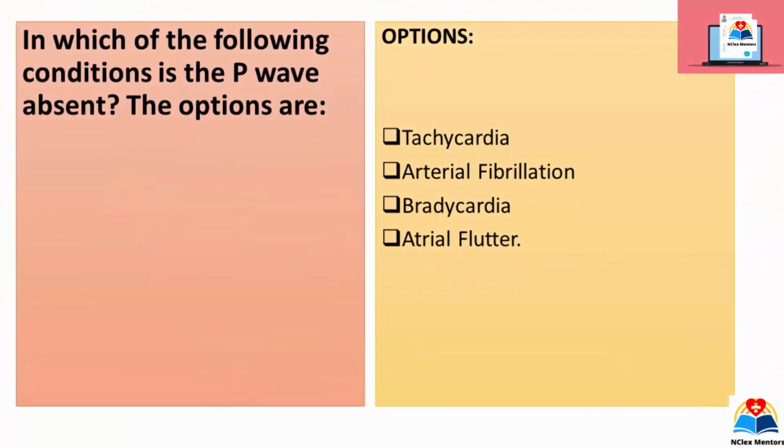Let's now go to the second section. Question: in which of the following conditions is the P wave absent? The options are: first, tachycardia; second, atrial fibrillation; third, bradycardia; fourth, atrial flutter.